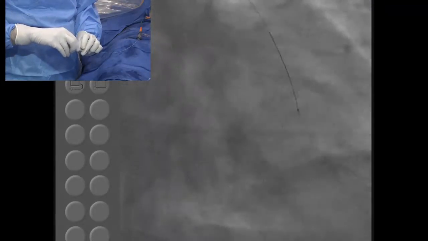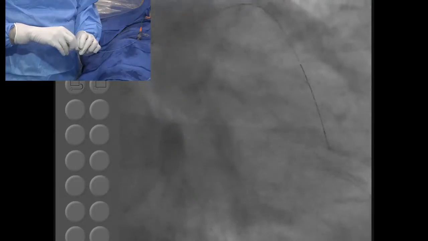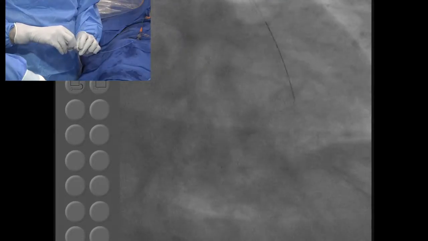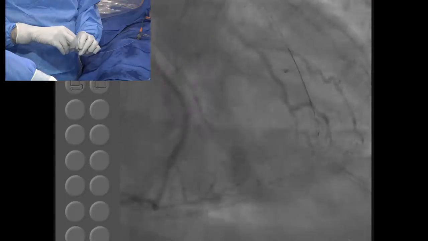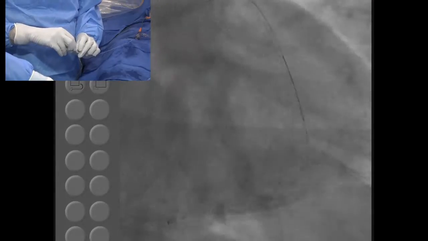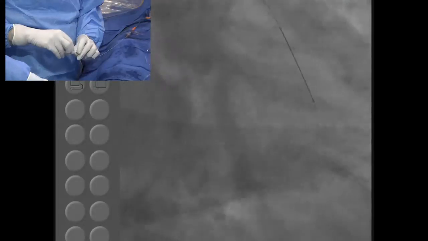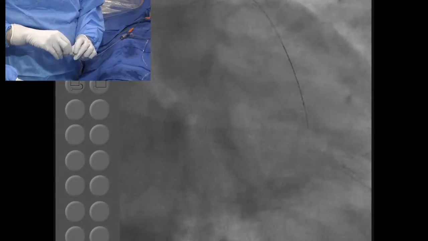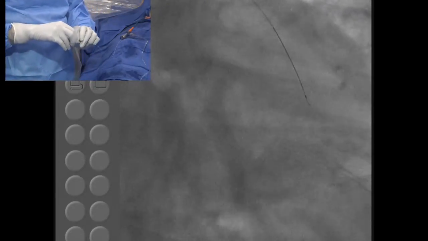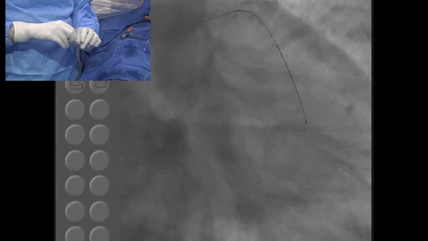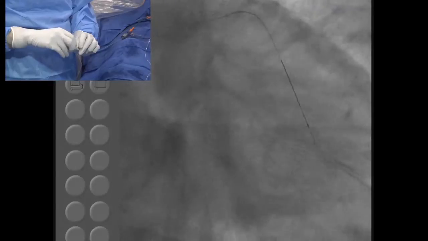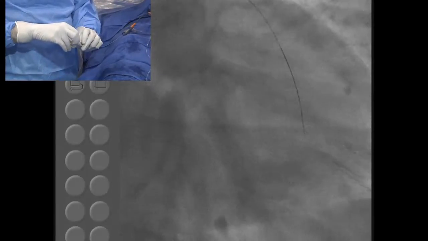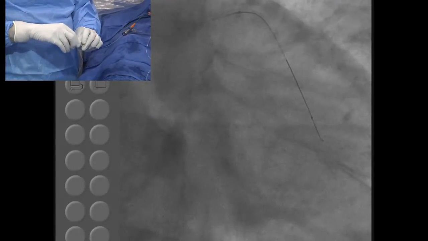What do you want to do? Try the... okay, some dye here now. No, it's all subintimal. Yeah, I think we have created a long subintimal channel, starting even higher up. Now I would say leave everything there, pull back the Fine Cross, and we go with a parallel whisper wire. That's our best chance. If not, then revisit in 8 weeks.